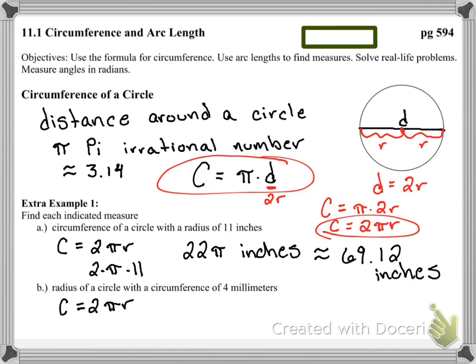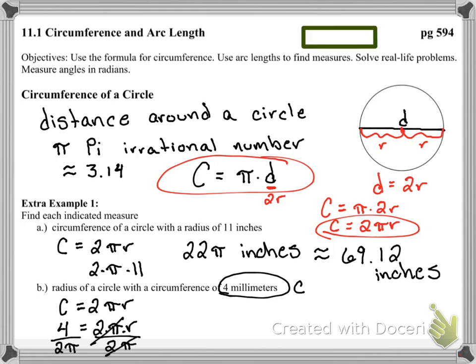But they don't give me r now. This guy right here is my C. So I'm going to replace my C in this equation: 4 equals 2 pi r. Again, this is a multiply here. This is 2 times pi, pi times r. So if I want to solve for r in this equation, to get rid of the multiply, I can divide both sides by that 2 pi.